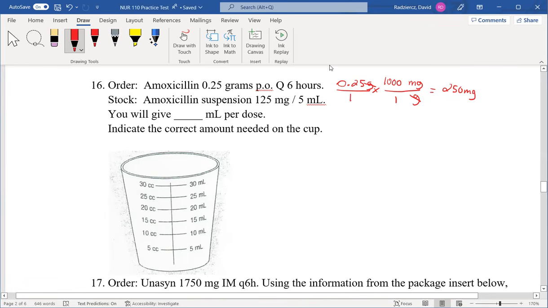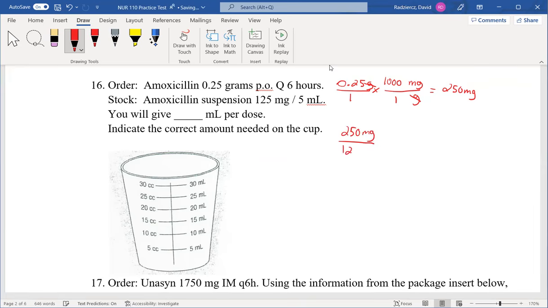And the answer is, I'm going to take my order, the 250 milligrams, over my available 125 milligrams, times my quantity, which is the 5 milliliters. 250 over 125 is 2, times 5 is 10 milliliters. Don't forget to mark your cup, and also remember that your answer is usually on the cup. And in case you forgot, 1 cc is the same thing as 1 milliliter, so that's why you're seeing those as equivalents.